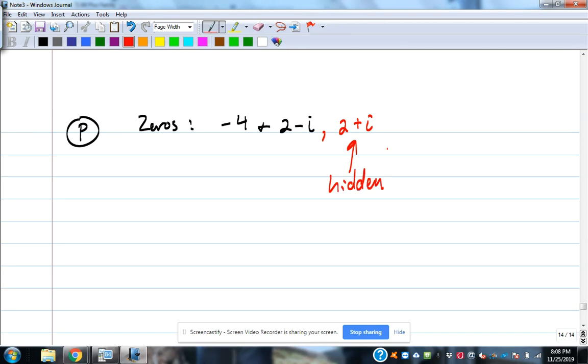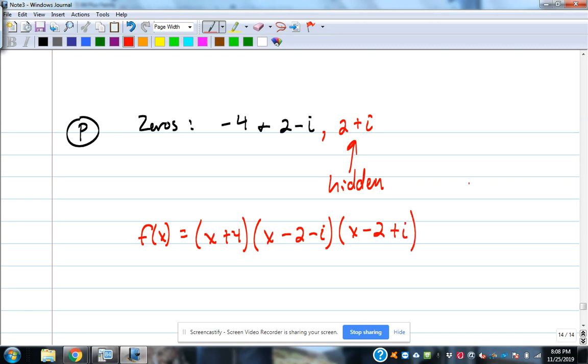We've got to know it's there. Okay. So our factors: x plus 4 for the negative 4, x minus 2 minus i, x minus 2 plus i. Flip the sign on the real number part, the 2, that's the minus, and then it's plus or minus with the complex part. Now this one is a little more tedious to multiply out, so it's the last one.